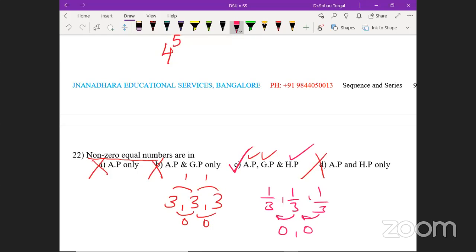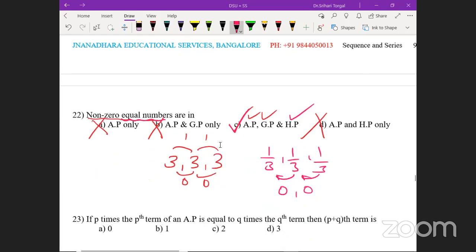Remember, when they give you equal numbers, they will be in AP, GP as well as HP. It will be in all three. For HP, you have to take the reciprocal and then check.